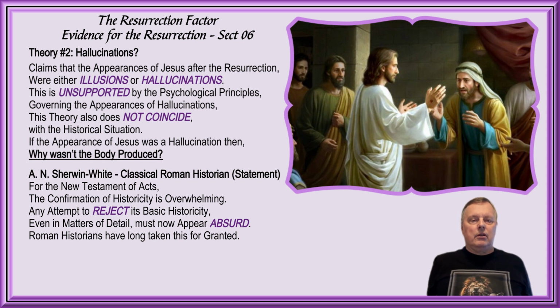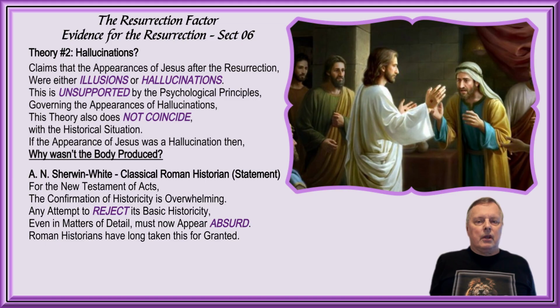Theory 2, hallucinations, claims that the appearances of Jesus after the resurrection were either illusions or hallucinations. That is unsupported by the psychological principles governing the appearances of hallucinations. This theory also does not coincide with the historical situation. If the appearance of Jesus was a hallucination, then why wasn't the body produced?